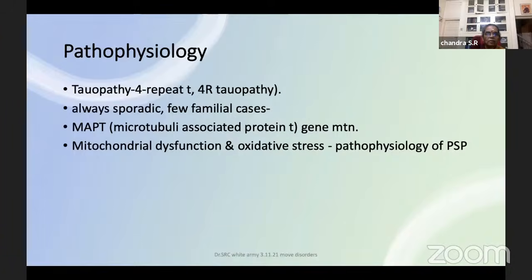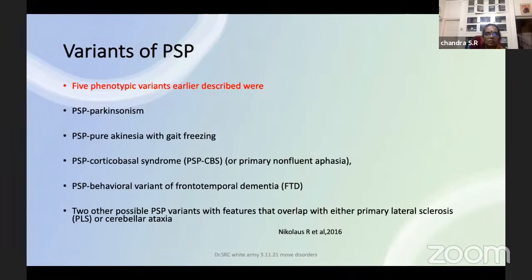pathology is a tauopathy, and it is mostly sporadic, and the abnormalities involve the microtubule associated protein, there is mitochondrial dysfunction and oxidative stress. And you've got so many variants with the apraxia, with the Parkinsonism, with the cortical features and behavioral features. So many variants are there. What is the primary feature?